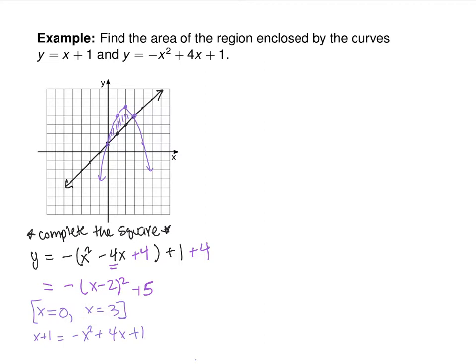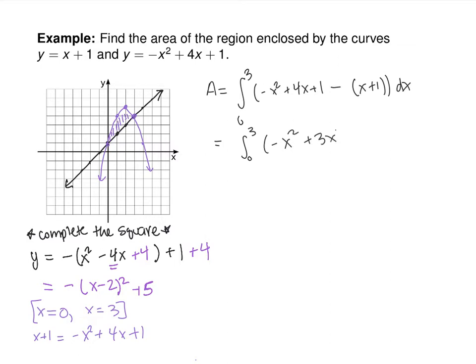All right, now the area between these curves will be given as the integral from 0 to 3. Your upper curve is the parabola, negative x squared plus 4x plus 1, minus the lower curve, which is x plus 1. Make sure you put that in parentheses. And from there, it's pretty simple. Integral from 0 to 3 of negative x squared plus 3x.